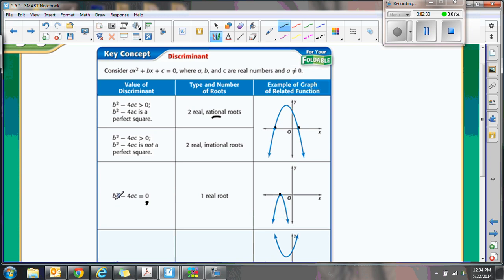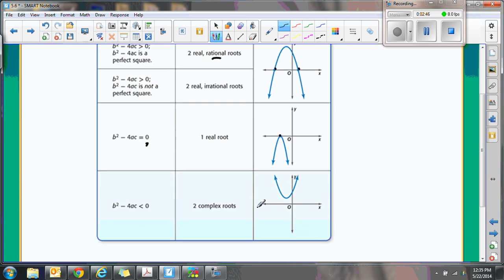The next scenario that can happen is if the b squared minus 4ac, the discriminant, is equal to 0. If it's equal to 0, that means we have one real root. That one real root is going to sit right on the vertex, and that means that vertex is actually going to be touching the x-axis.